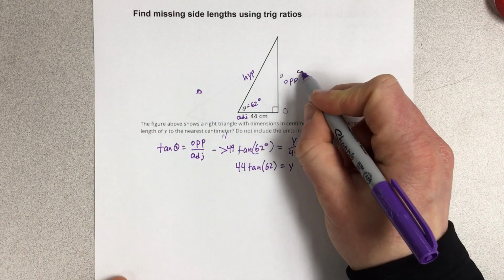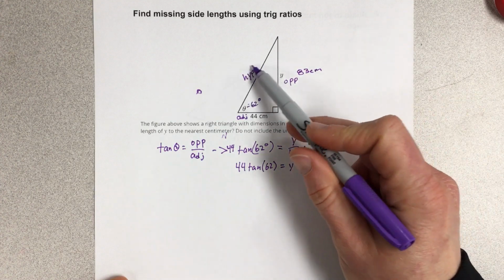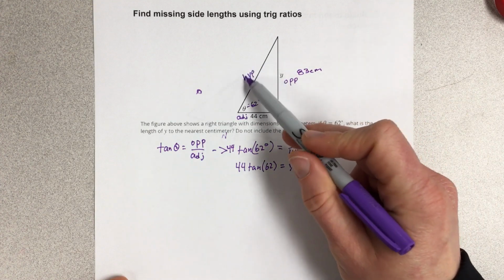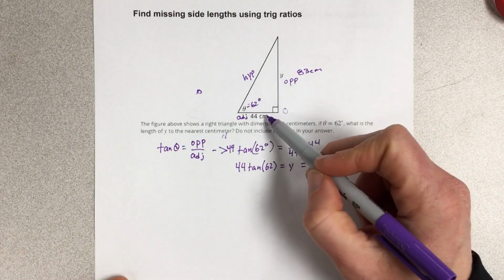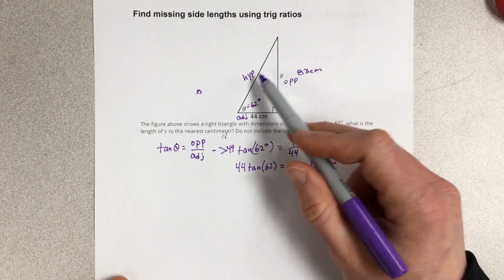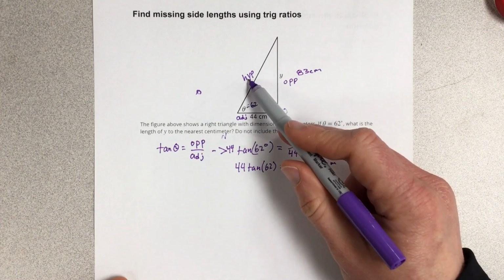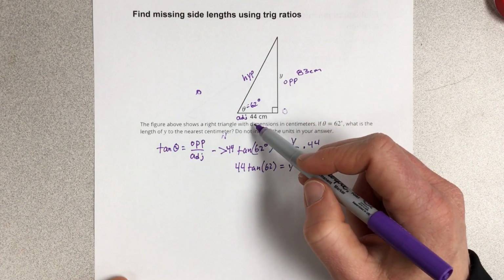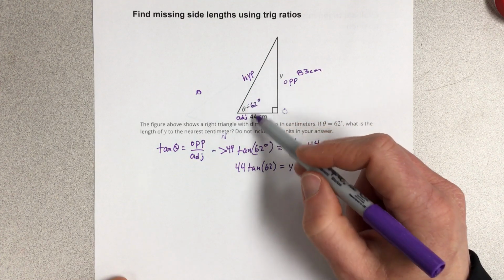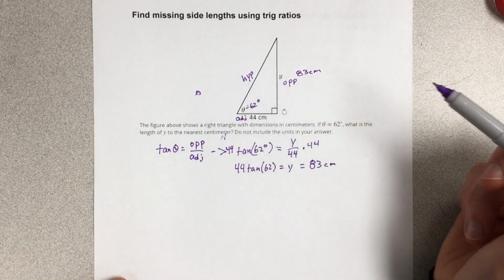Now, if I get 83 centimeters here, that's all they asked me for in the problem, but how could I find this other side, the hypotenuse? Well, to find the hypotenuse, I could use the Pythagorean theorem, a squared plus b squared equals c squared, or I could use adjacent and hypotenuse to find that side. So I could use cosine. So cosine 62 equals 44 over hypotenuse, or I could use opposite over hypotenuse, sine, to find that.